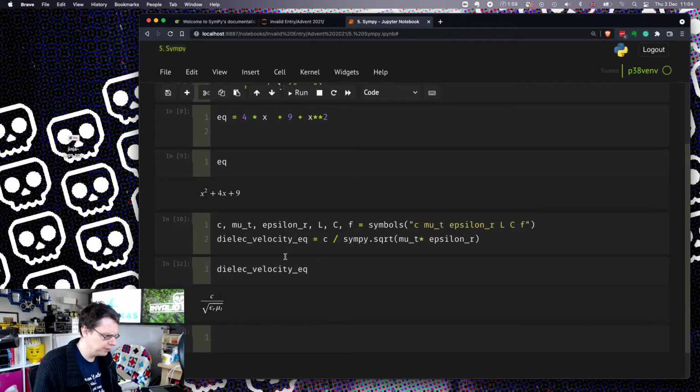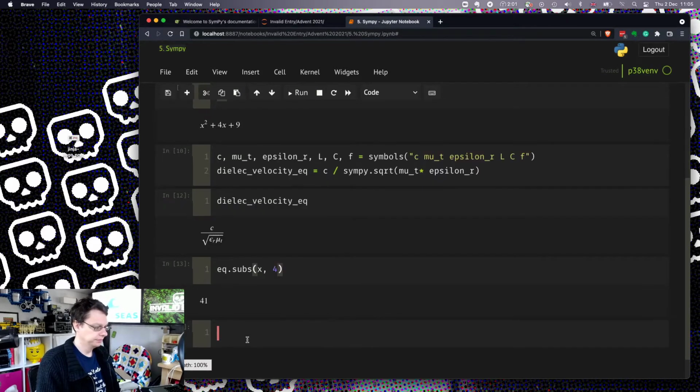So I can then start manipulating this. If I go back to my first equation, I can then do eq.subs, and I can say I want to substitute x for 4. And it will give me the answer there. So it basically has substituted 4 into the place of x in that equation.